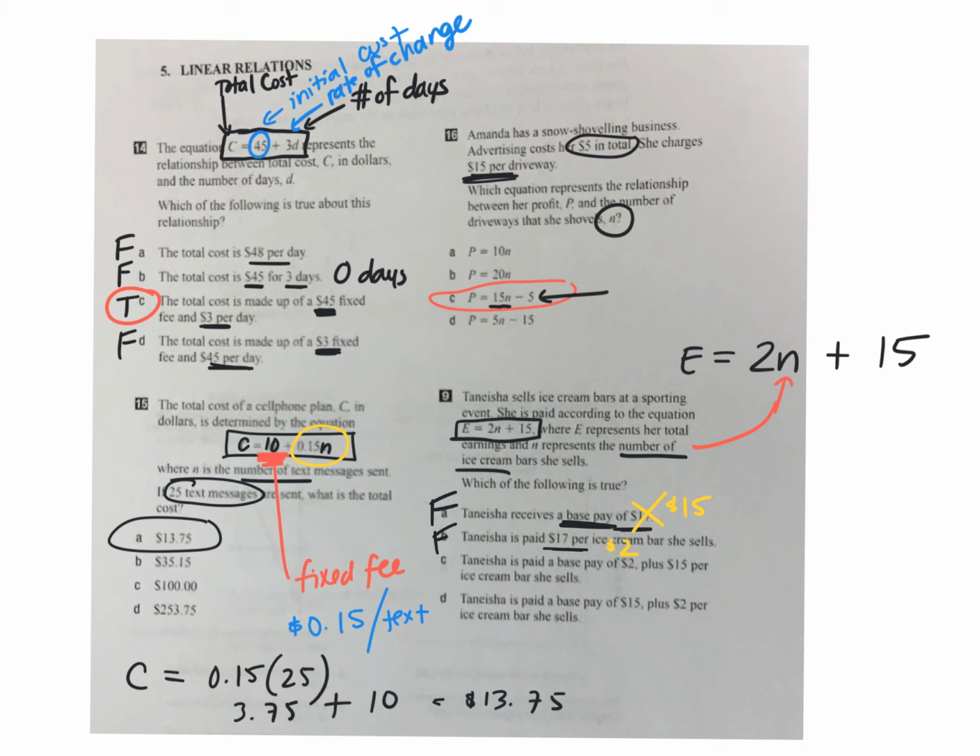Is she paid a base pay of $2 and then she gets an extra $15 per each bar? No, that's incorrect. Is she paid a base pay of $15 plus the $2 per ice cream bar? Yes. So that is correct. So D was the correct answer.